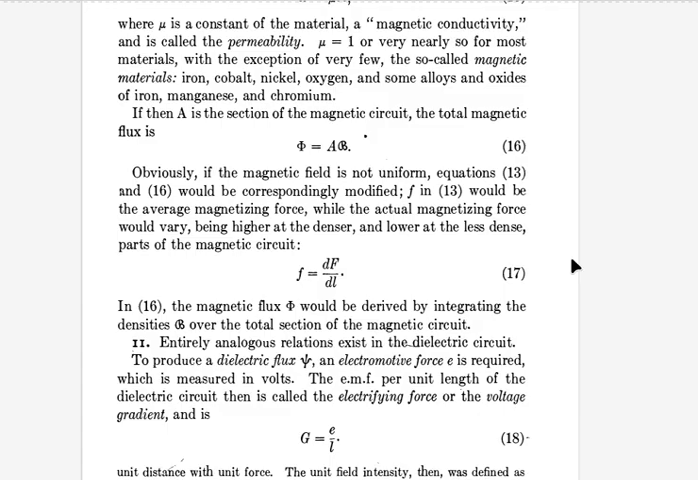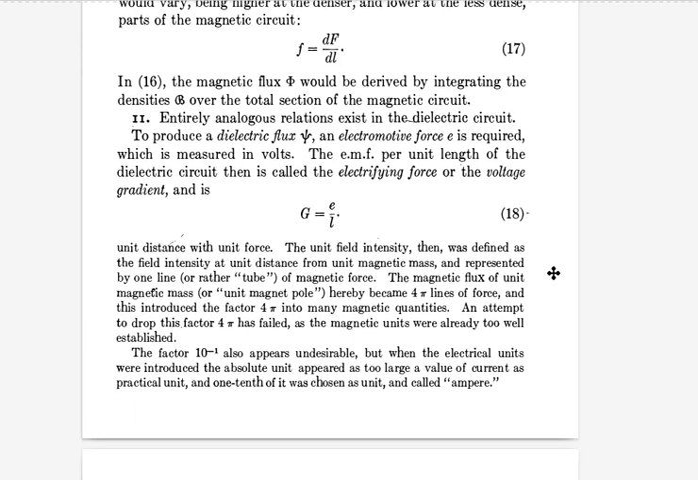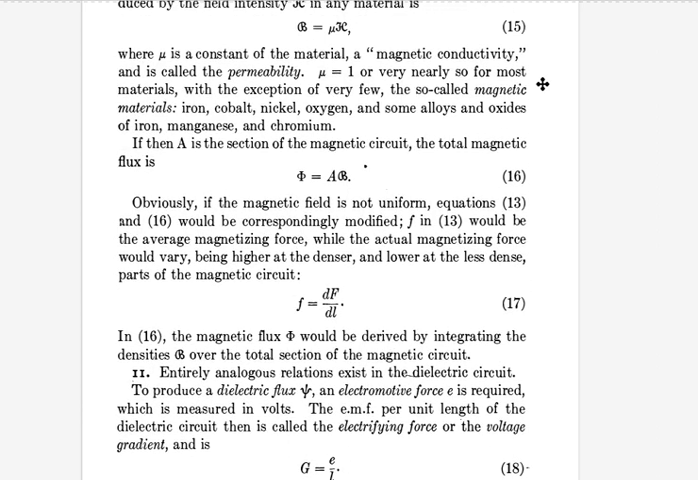Obviously, if the magnetic field is not uniform, equations 13 and 16 would be correspondingly modified. F in 13 would be the average magnetizing force, while the actual magnetizing force would vary, being higher at the denser and lower at the less dense parts of the magnetic circuit, f equals dF/dL. In 16, the magnetic flux phi would be derived by integrating the densities B over the total section of the magnetic circuit.